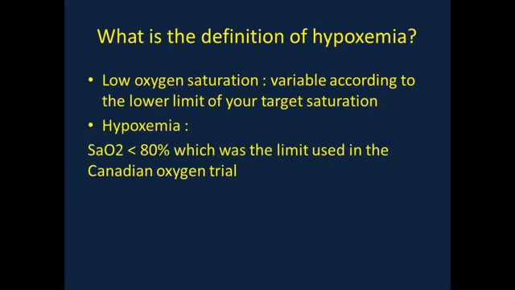But the definition of hypoxemia is more definite. Oxygen saturation below 80% in most of the centers, which also was the limit used in the Canadian oxygen trial as a definition of hypoxemia. So anything below 80% saturation is considered hypoxemia.